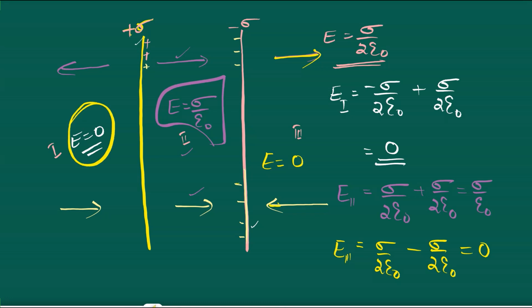So in region 1 the electric field is 0, and in region 3 also it is 0, and between the two parallel plates the electric field is constant and equal to sigma divided by epsilon naught. At any point between the two parallel plates, the electric field is constant, and its value is sigma divided by epsilon naught.